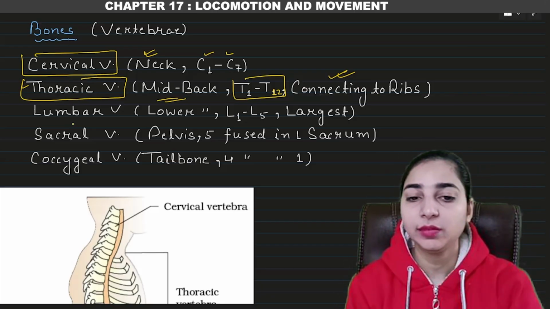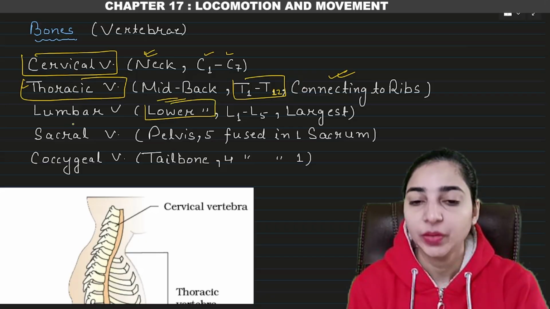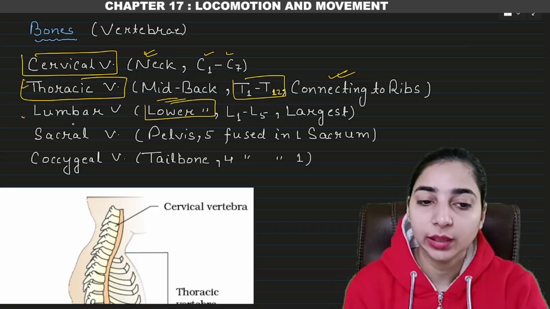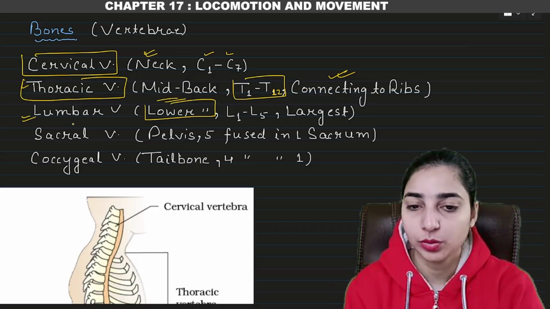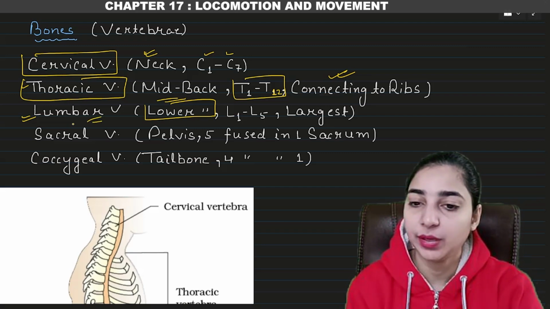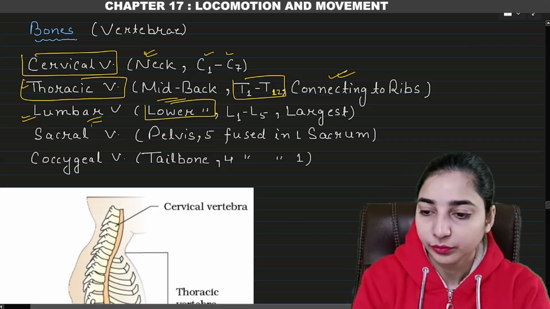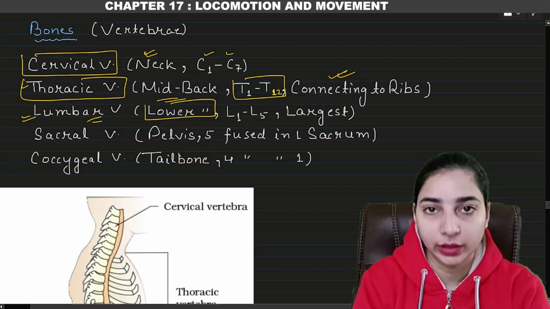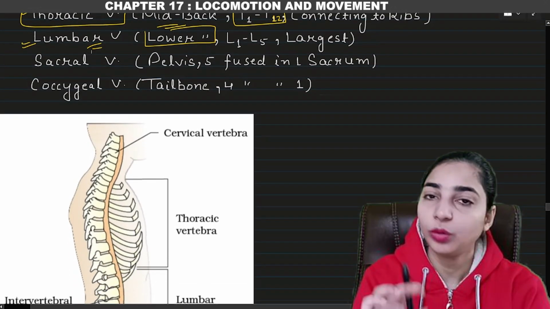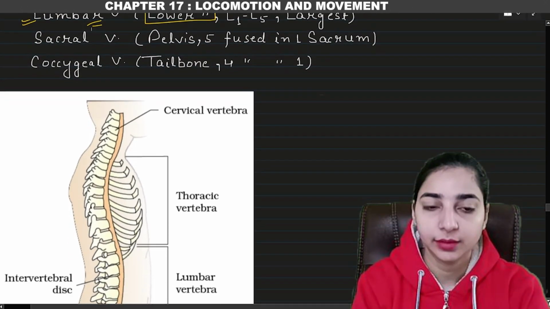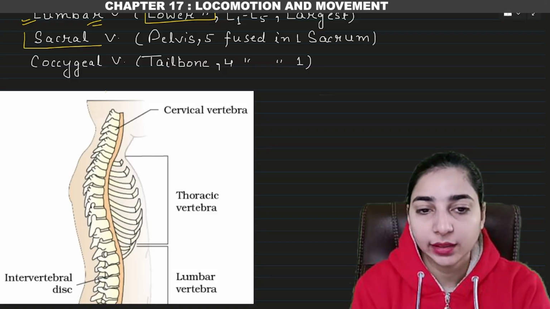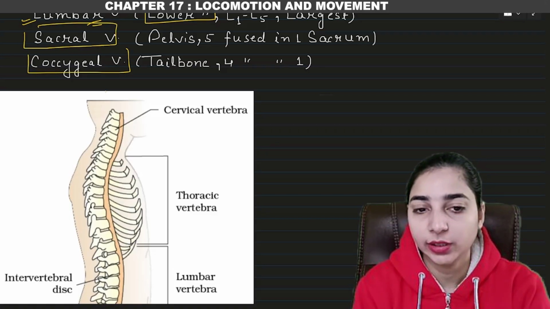And below the thoracic vertebra, that means in the lower back, the vertebra are known as lumbar vertebra. These are 5 in number. So total 5 lumbar vertebra are present, and these are the largest vertebra. So the size of the vertebra are also different. And then one sacral vertebra and one coccygeal vertebra is present.